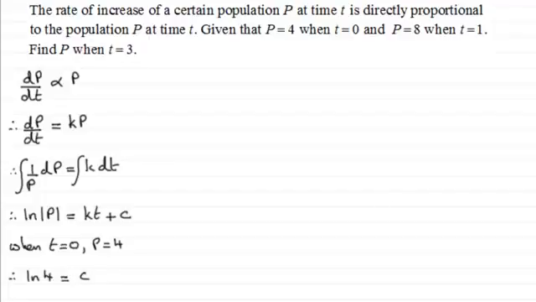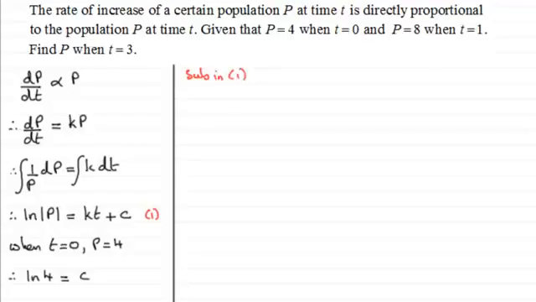Well, if I call this equation 1, then we sub that constant c, natural log of 4, back into equation 1. Then we've got the natural log of P, I won't write the mod signs now, equals kt plus the constant c, which we've just seen is the natural log of 4.